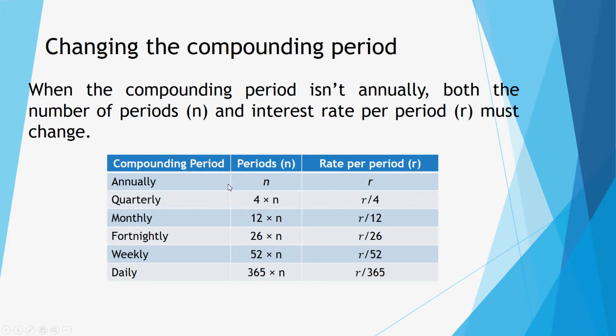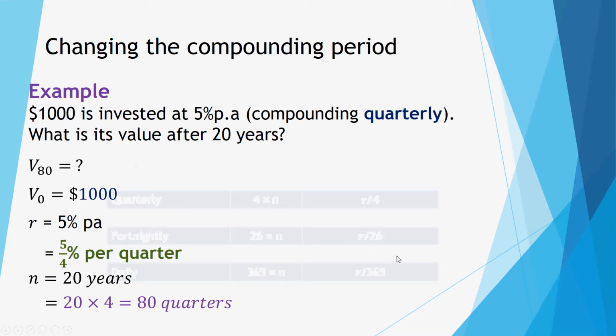However, whilst our periods go up, our rate has to be divided by the same factor. So if we have an interest rate, say, of 10%, its quarterly interest rate would be 10 divided by 4, the rate divided by 4. Monthly, the rate would be divided by 12. Fortnightly, the rate would be divided by 26, and so forth. We'll look at some examples now to try and explain this and clarify it as we go. So let's have a look.